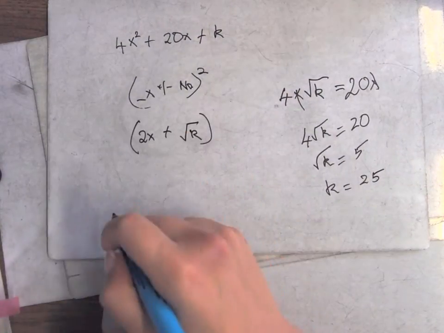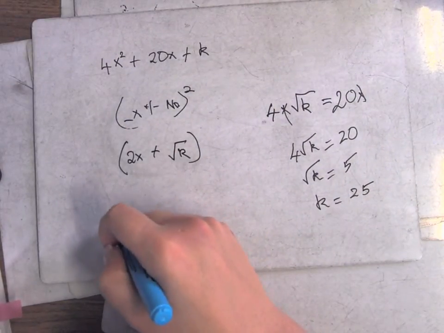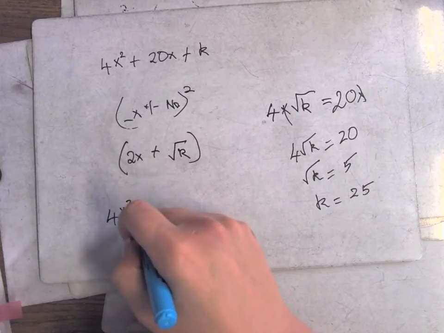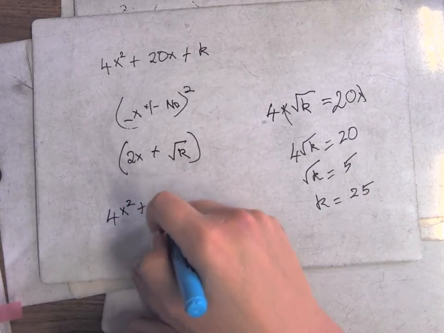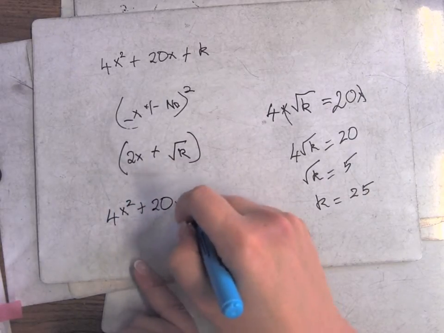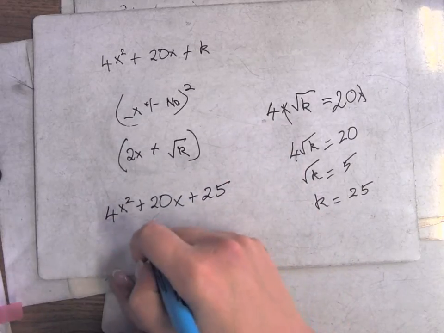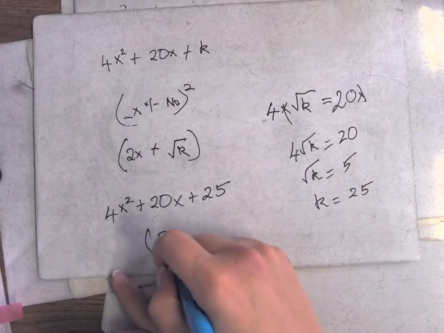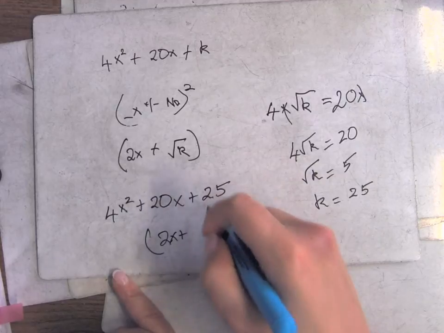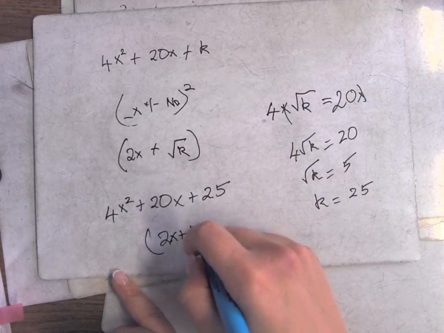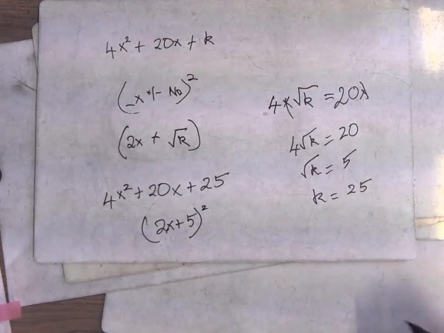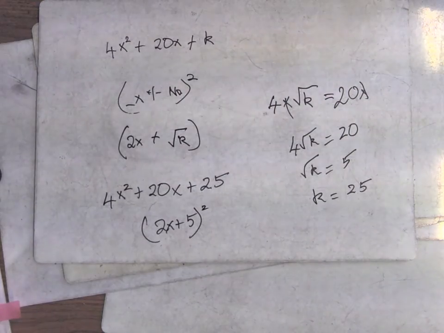So the original equation was 4x squared plus 20x plus 25, and the factors are 2x plus the square root of that, which is 5, to be squared. Agreed? Now, we've never done something like that, right?